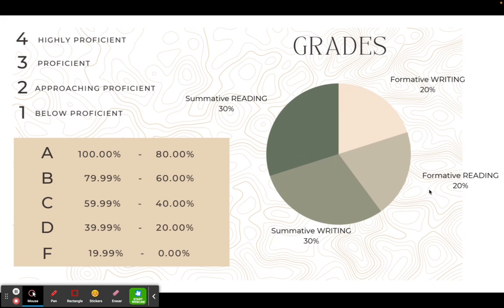Formative writing and reading are worth 20%. Summatives are things like big projects, big essays, big assignments. Formative are going to be like the Google Slides, other assignments that we have. And then this is the breakdown of how I grade in terms of percentages. So it's definitely different from the standard 100 to 90, 90 to 80 type of deal.